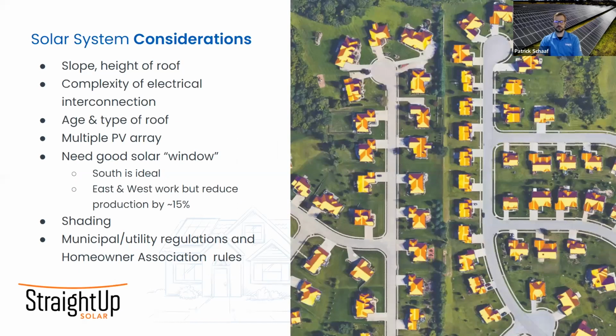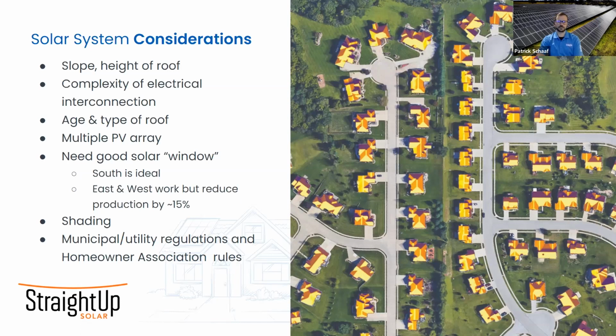Some of the things that we consider for a solar project, or that are considerations for the homeowner, would be the slope and the height of the roof, the complexity of the electrical interconnection, the age and type of roof. That has an effect on the type of racking that we use, multiple photovoltaic arrays. So if your roof is sort of chopped up and we've got several different arrays facing different directions, that's something to be considered as well. We also would like a good solar window, right? So south is ideal. East-west definitely does work. We install east-west systems a lot, but they do reduce the production by about 15% or so.